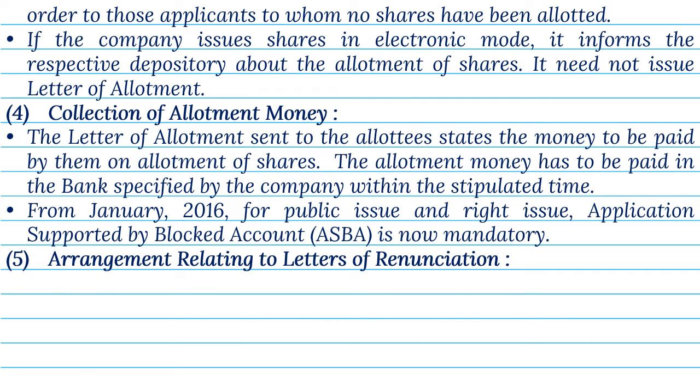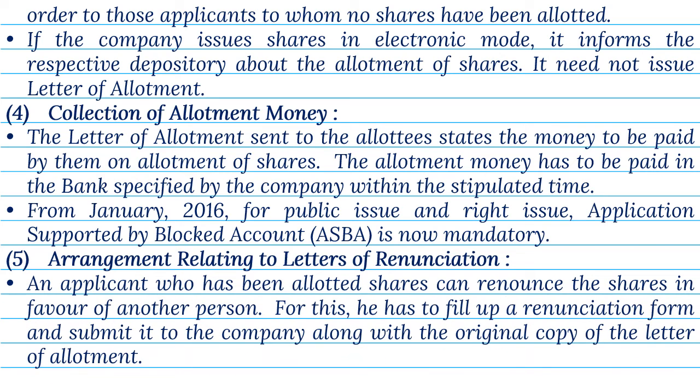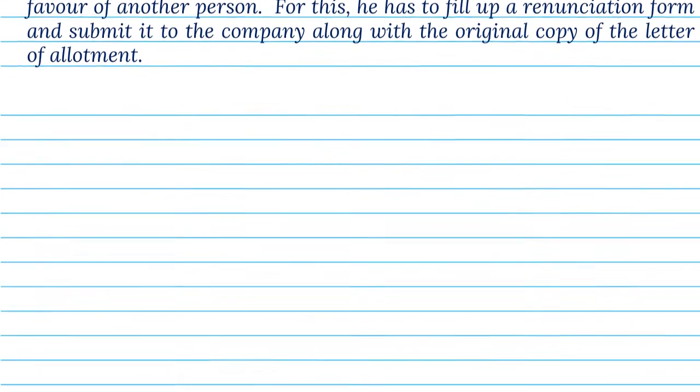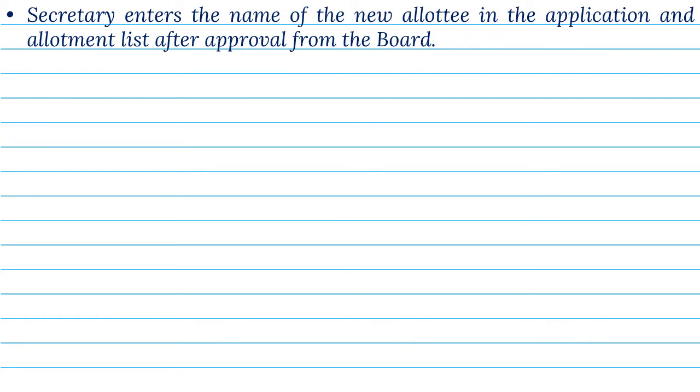5. Arrangement relating to letters of renunciation. An applicant who has been allotted shares can renounce the shares in favor of another person. For this, he has to fill up a renunciation form and submit it to the company along with the original copy of the letter of allotment. Secretary enters the name of the new allottee in the application and allotment list after approval from the Board.